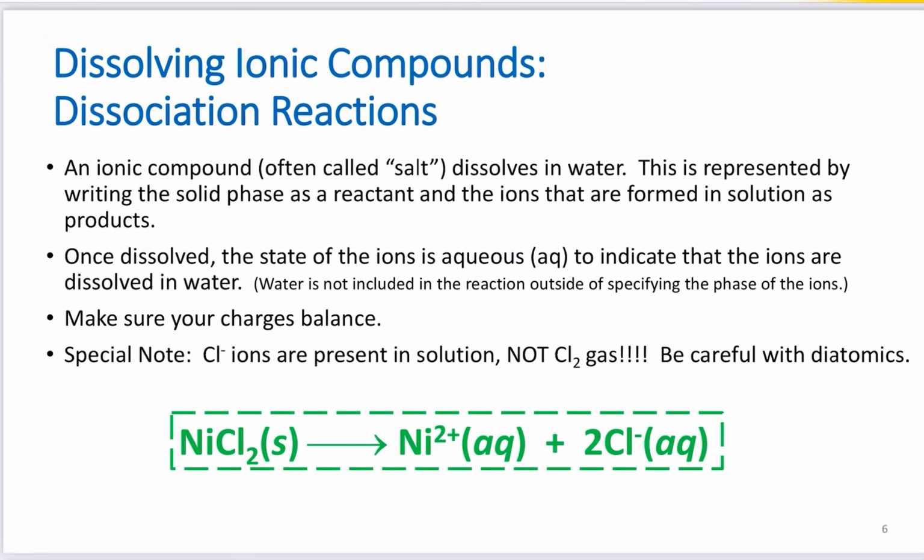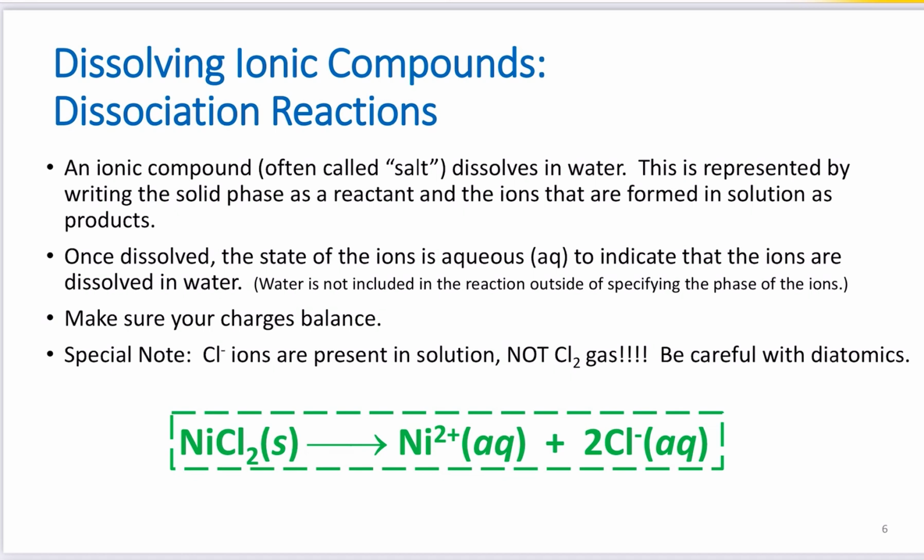So dissolving of ionic compounds, we do call this a dissociation reaction. The ionic compound, which is often called a salt, dissolves in water. We represent this by writing the solid phase as a reactant. As shown here, we see NiCl2. That means nickel chloride, nickel 2 chloride. We will learn naming in first semester as well. We write this as a solid.